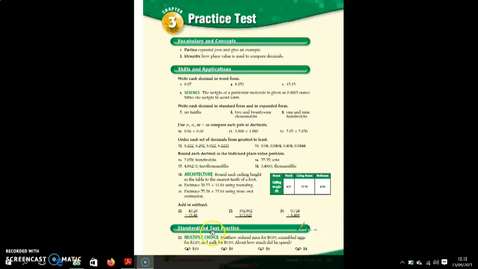Standardized Test Practice. 25. Multiple choice. Matthew ordered juice for $0.89, scrambled eggs for $3.69, and milk for $0.59. About how much has he spent?